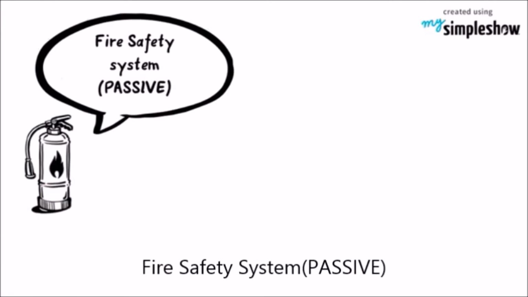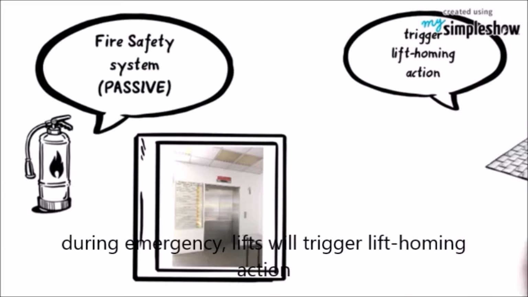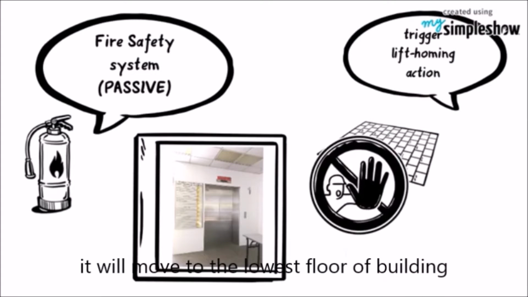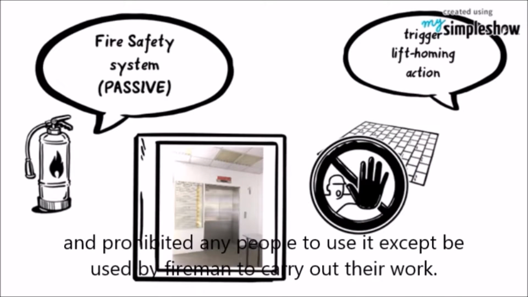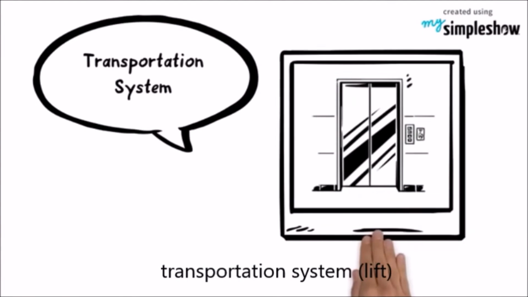Fire safety system, passive. Lift bump. During an emergency, lifts will trigger the lift homing action. It will move to the lowest floor of the building and prohibit anyone from using it, except for firemen to carry out their work. Transportation system, lift.